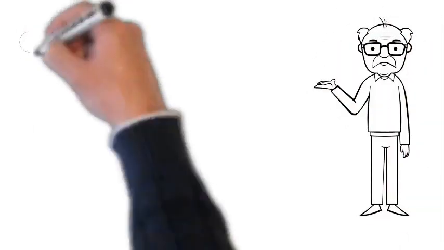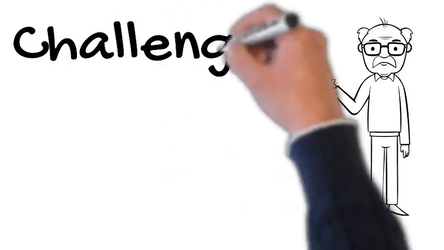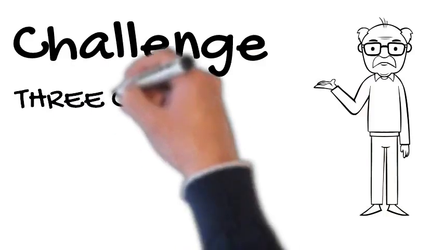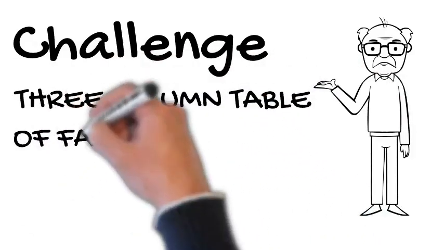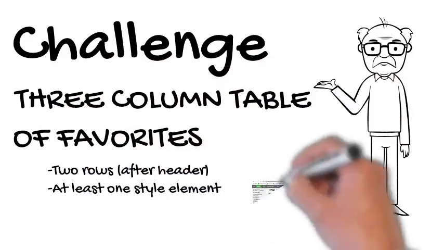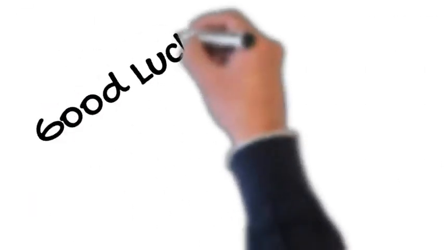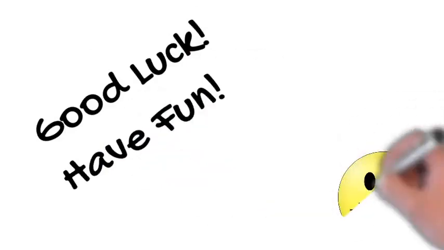So here is your challenge. You're going to build a 3-column table of your favorites. Make sure that it's at least 3 rows deep, and make sure that you've got some kind of a style element in there since you're so good at styles. And if you need any further help, remember you can always check at W3 Schools as well. Good luck and have fun.